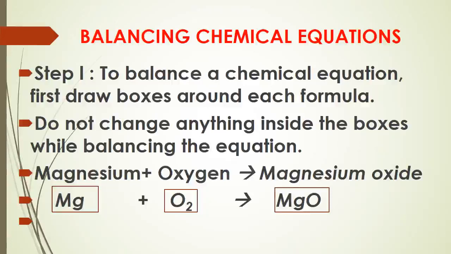Balancing of chemical equation, different steps are there. Step 1, to balance a chemical equation, first draw boxes around each formula. One equation is written, magnesium plus oxygen gives magnesium oxide. Do not change anything inside the boxes while balancing the equation.